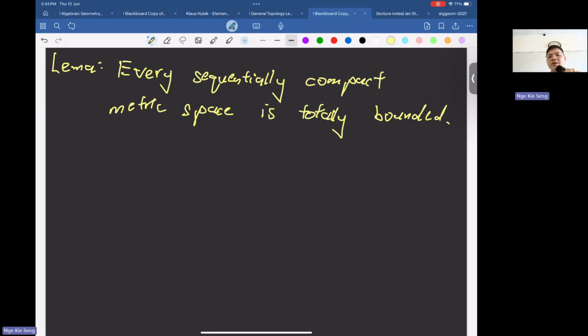This lemma suggests proving it by contradiction. You assume that it is sequentially compact, but there exists an epsilon greater than 0 such that the open cover of X does not have a finite subcover. You cannot use finitely many B epsilon to cover it. Then what you can show is that this will contradict the sequentially compact property.